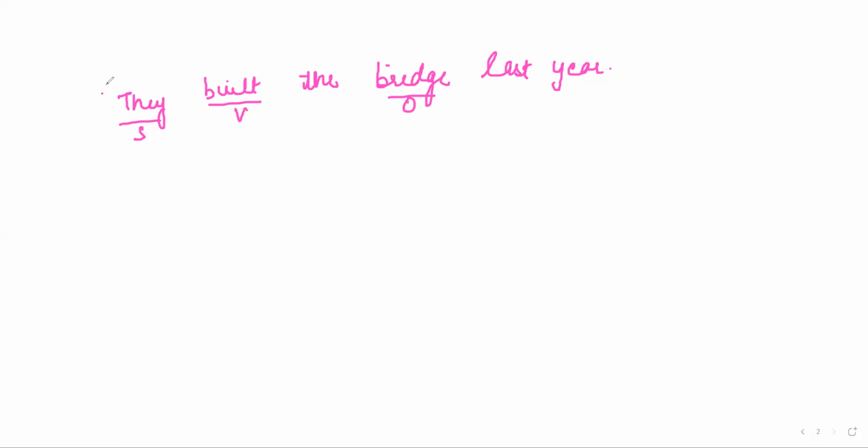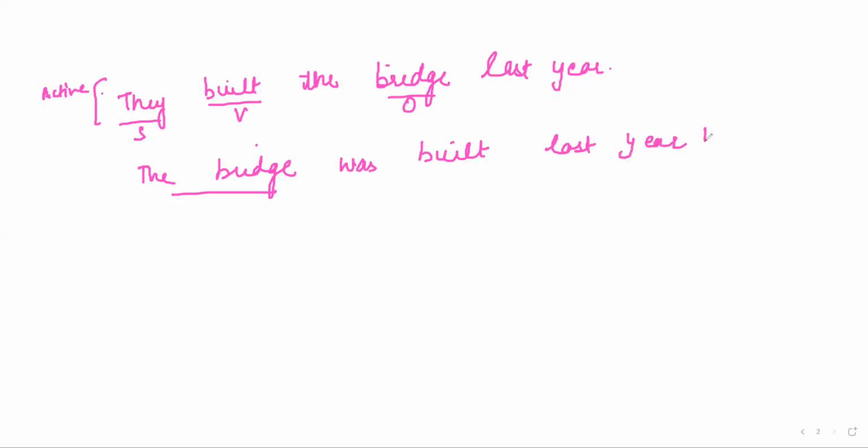If I have to change this active voice into passive voice, how do I do? I write the bridge. Now I bring the object here, right? The bridge was built last year by them. The bridge was built last year by them. So this is basically passive.